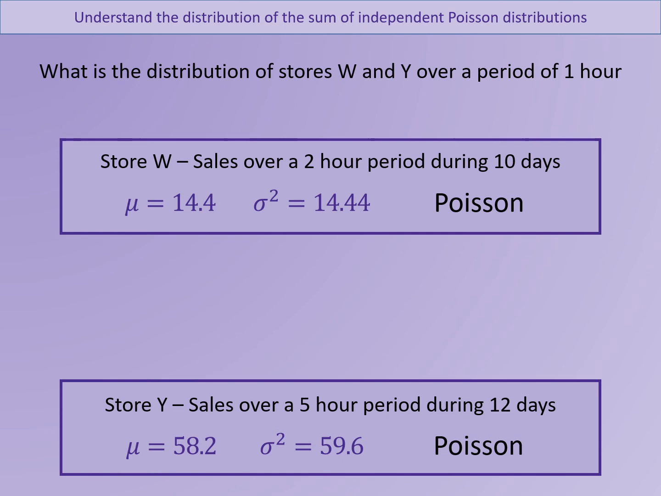We now consider what the distribution of sales would be in stores W and Y if we were to take this over a 1-hour period. So because in store W, the sales were recorded over a 2-hour period and we came up with an approximate rate of about 14.4, we divide this by 2 to get an approximate rate for a 1-hour period. So for W, we would use a Poisson distribution of 7.2. Similarly for store Y, the sales were recorded over a 5-hour period. So for a 1-hour period, dividing by 5 gives us approximately 11.9.